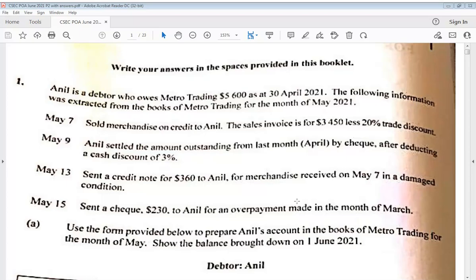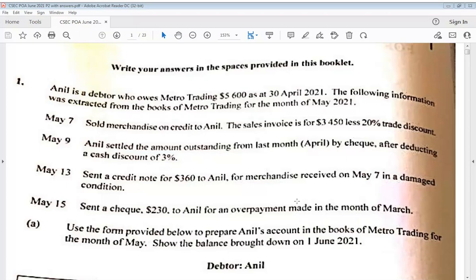So let's get ready. Let's get into this question. It says, Anil is a debtor who owes Metro Trading $5,600 as at 30th of April 2021. The following information was extracted from the books of Metro Trading for the month of May 2021. On May 7th, sold merchandise on credit to Anil. The sales invoice is for $3,450 less 20% trade discount.